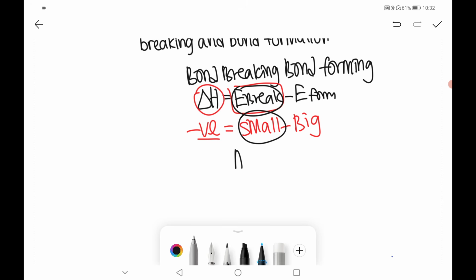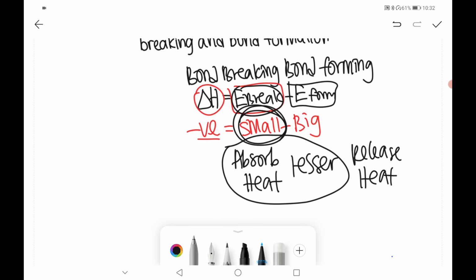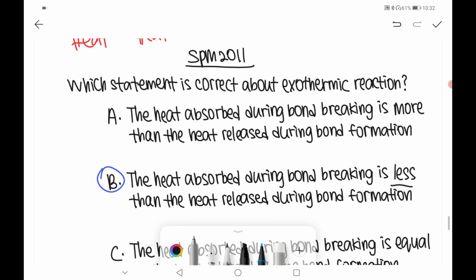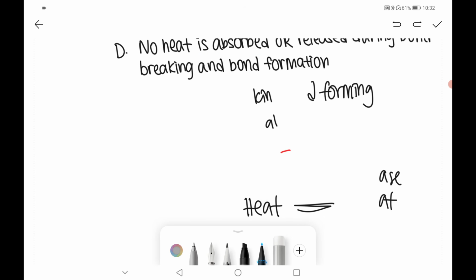So break bond needs to absorb energy. So when you absorb the heat, small means what? Lesser. Okay, you absorb the heat lesser than this. Form the bond needs to release energy. Okay, so you need to absorb less heat compared to the released heat, so it's less. So the keyword here: less. Okay, so this is the mathematic method. Actually, myself, I prefer to use the mathematic method.